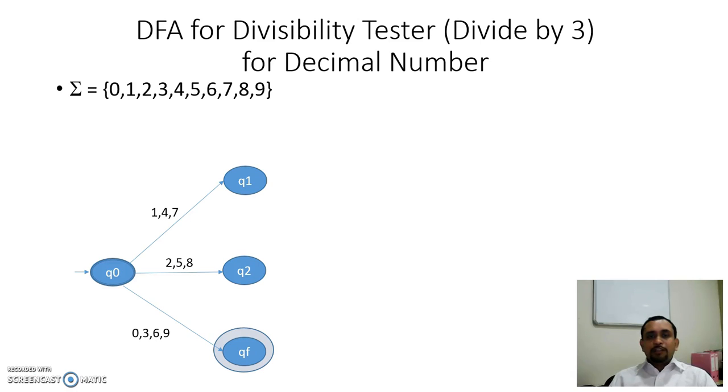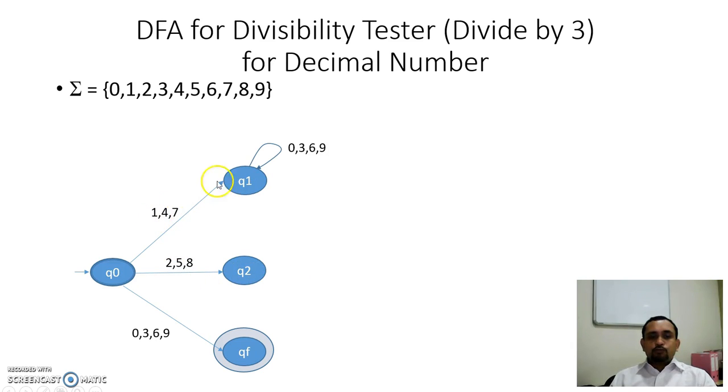But if the input length is more than 1, that means a decimal number ranging from 10 onwards, we should check the number scanned up to that point. If the remainder is 0, we must move to QF. If the remainder is 1, we must move to Q1. If the remainder is 2, we must move to Q2. We'll see all these cases one by one.